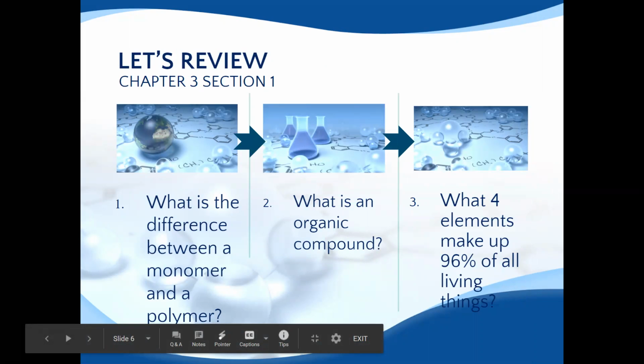Okay, so let's review. What's the difference between a monomer and a polymer? Well, a monomer is a small building block. A polymer is many of those strung together. What's an organic compound? Something that contains carbon.